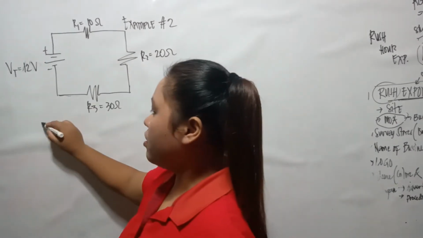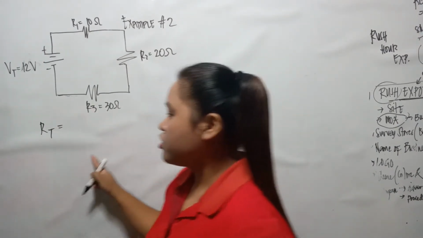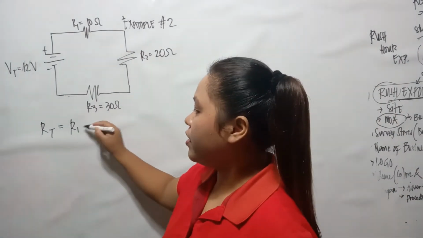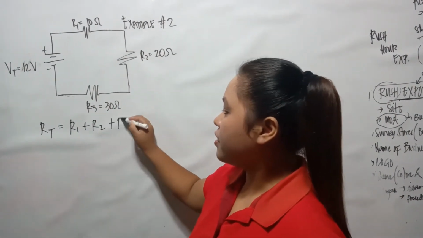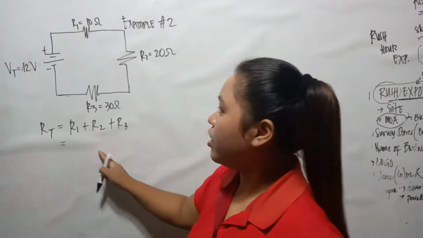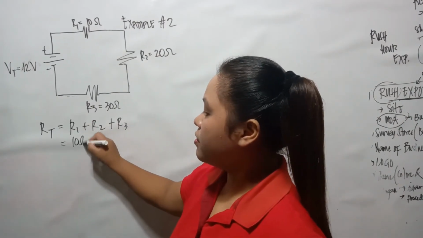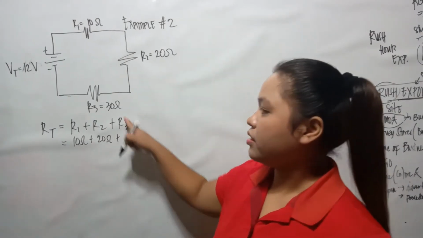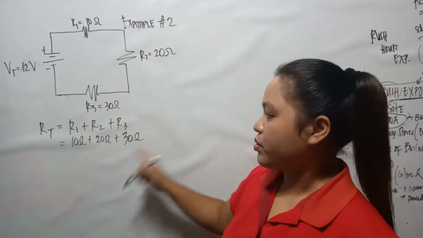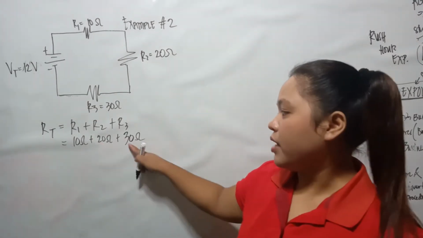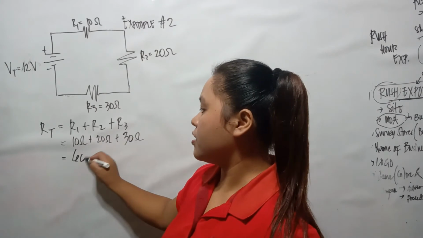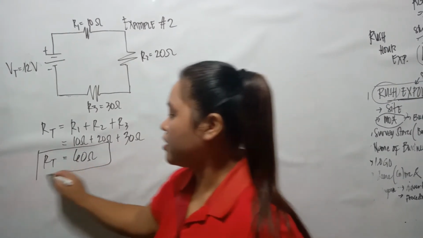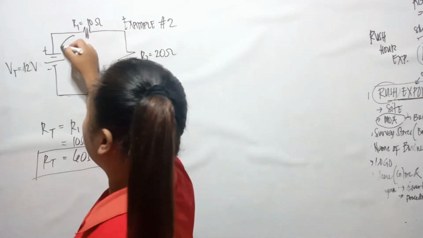To get the total resistance, our total is just the sum of all resistances. So we have R1 plus R2 plus R3. R1 is equal to 10 ohms, R2 equals 20 ohms, and R3 is equal to 30 ohms. So we have 10 plus 20 is 30, plus 30, so that would be 60 ohms. So the R total is equal to 60 ohms.